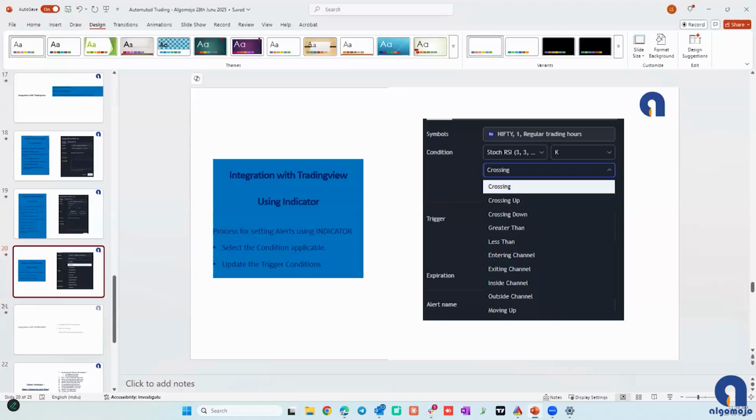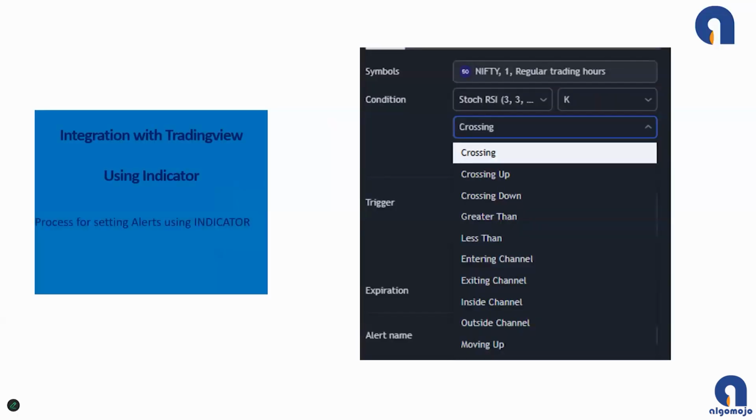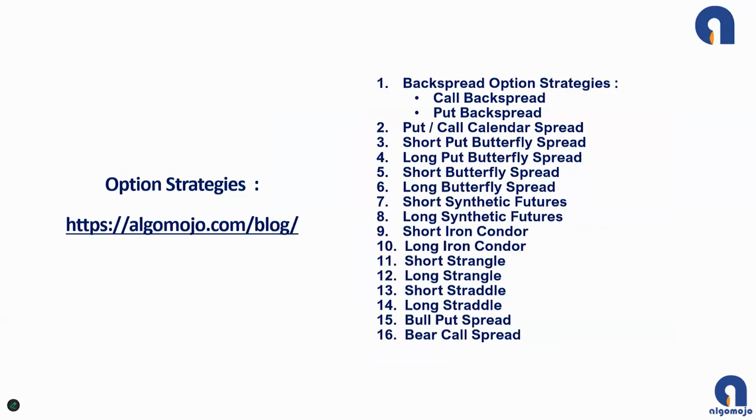Yeah, coming back to the presentation. So indicator, the process, the TradingView will have different kind of conditions depending on the study that you're using. Choose the appropriate one and update it. And whenever the condition is met, either a buy or a sell signal will be generated, and the same will be sent to Algomojo for processing.